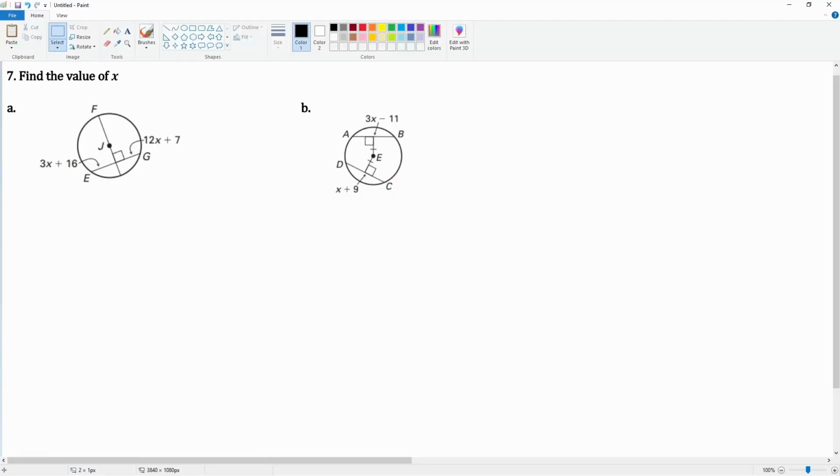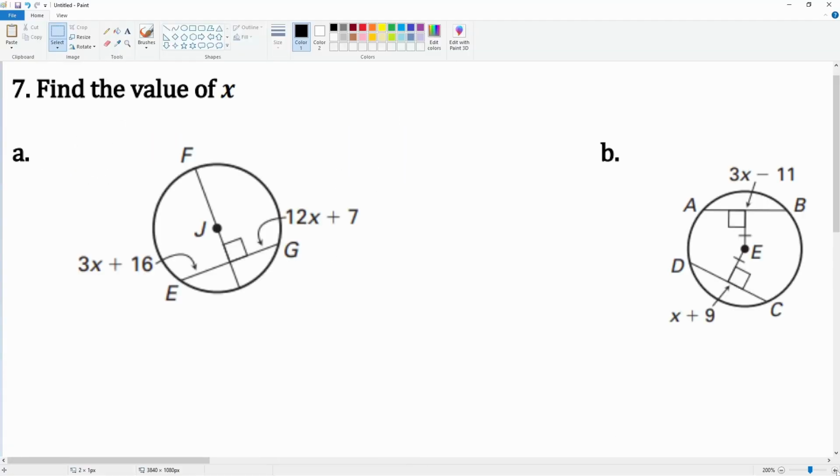Here we have number 7. It asks us to find the value of x. So notice that here we have a diameter, which is going to be in blue. And the diameter here is intersected with a chord right here. This is the chord. Notice that when the diameter intersects the chord, it intersects it at 90 degrees, as well as it intersects to create two equal parts of that chord.